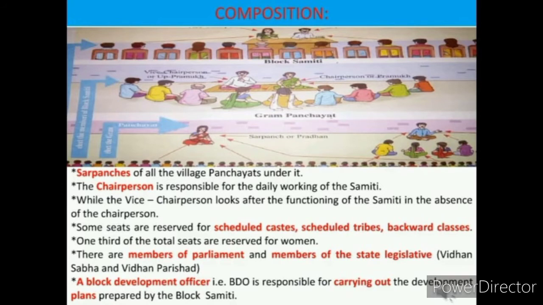Sarpanches of all village panchayats are under it. The chairperson is responsible for the daily working of the Samiti, while the vice chairperson looks after the functioning of the Samiti in the absence of the chairperson. Some seats are reserved for scheduled castes, scheduled tribes and backward classes. One-third of the total seats are reserved for women. There are members of parliament and members of the legislative, that is Vidhan Sabha and Vidhan Parishad, that is Vidhayaks.